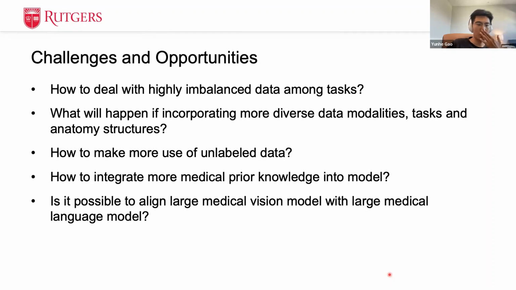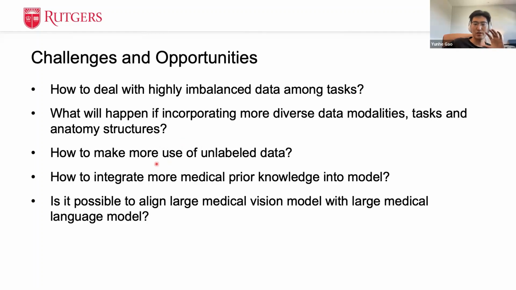And I also summarize some challenges and opportunities, because our work is an early exploration in this universal paradigm. There are still a lot of challenges and opportunities. For example, how to deal with highly imbalanced data. Currently we use a simple strategy like sampling rate, but we expect there would be a more adaptive way to solve that. Also, what will happen if we incorporate more diverse data modalities, more tasks, and more anatomy structures? Can we build a large medical image foundation model similar to Segment Anything?